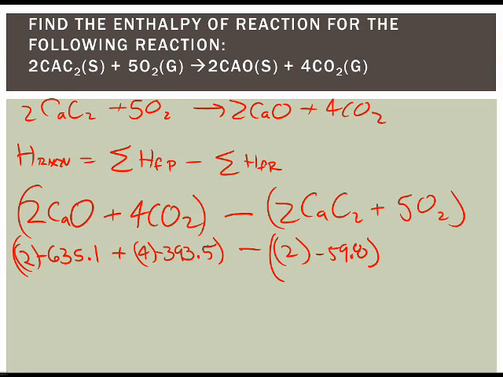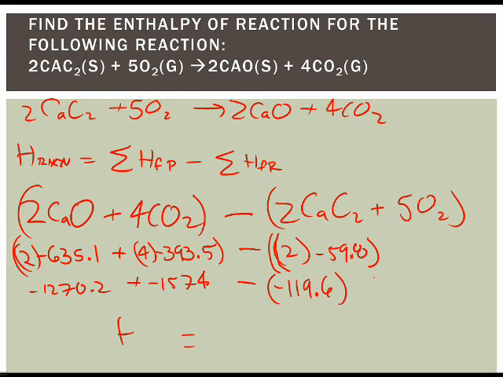Let's add these up, and we get minus 1270.2 plus negative 1574 minus a negative 119.6. We come out with a heat of reaction that equals a negative 2724.6 kilojoules, and that's very exothermic.